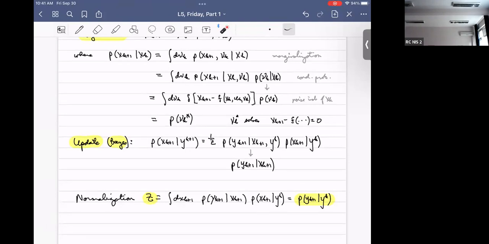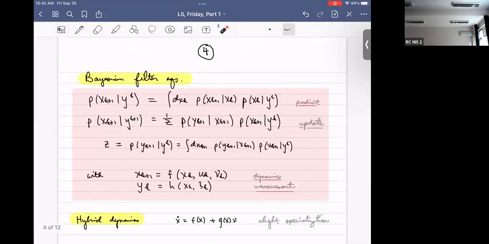So we use Bayes for the likelihood here, using the measurement and the fact that it's independent of the y's. Then we add a normalization constant. The normalization constant is just integrating over all the possible intermediate states at xk plus one, and can be rewritten as yk plus one given all the previous yks.